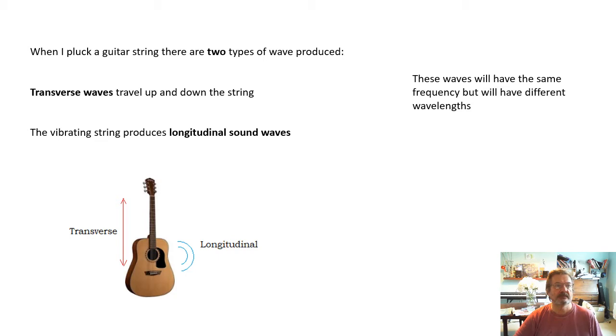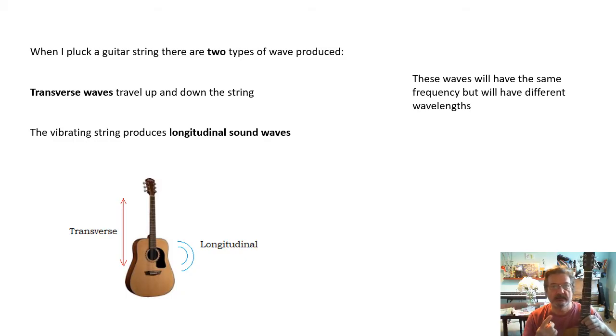Now, when I pluck a guitar string, with a plectrum, we get two types of waves. We get transverse waves, which travel up and down the string. You should remember transverse waves: the oscillations are perpendicular to the direction that the wave is traveling in. Then the string vibrates, and as it vibrates it produces sound, which is a longitudinal wave. So longitudinal sound waves travel through the air.